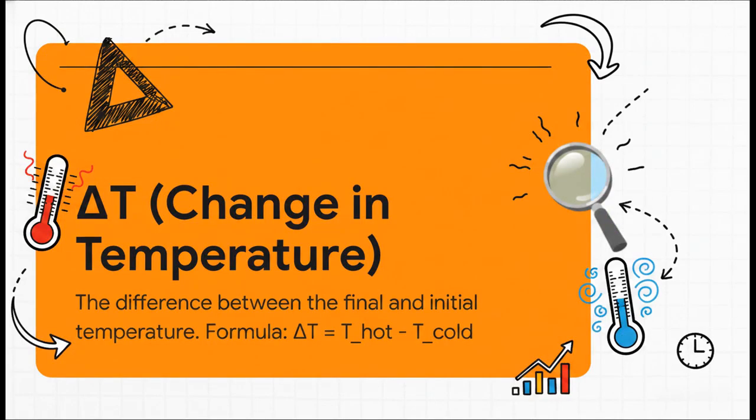Let's tackle step 1. Finding delta T. Now, that little triangle symbol, that's the Greek letter delta. Whenever you see it in science or math, it just means the change in something. So to find the change in temperature, the formula is simple.